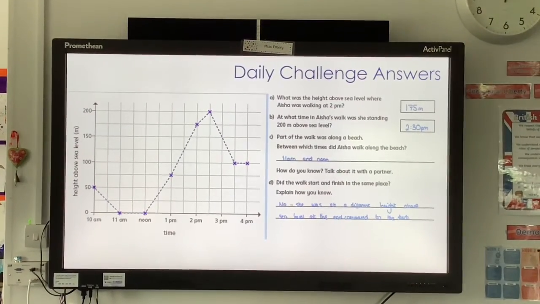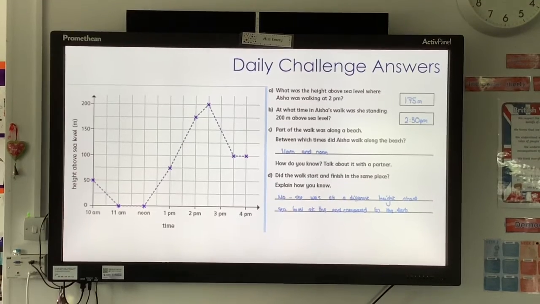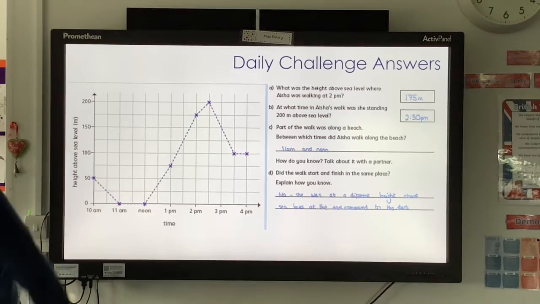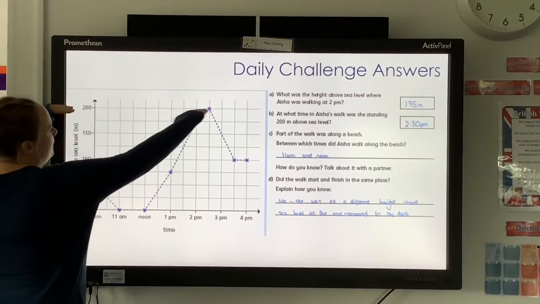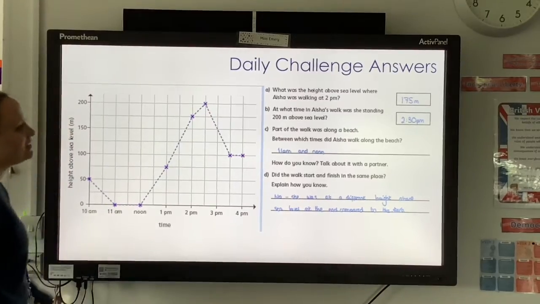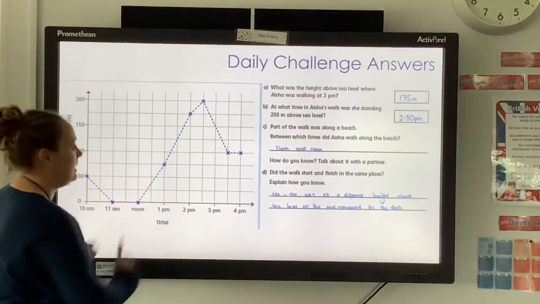Then we've got, at what time in her walk was she standing 200 metres above sea level? So you need to this time go to 200. This is the only point that she is above 200. So that was at 2:30 because it falls between these two.